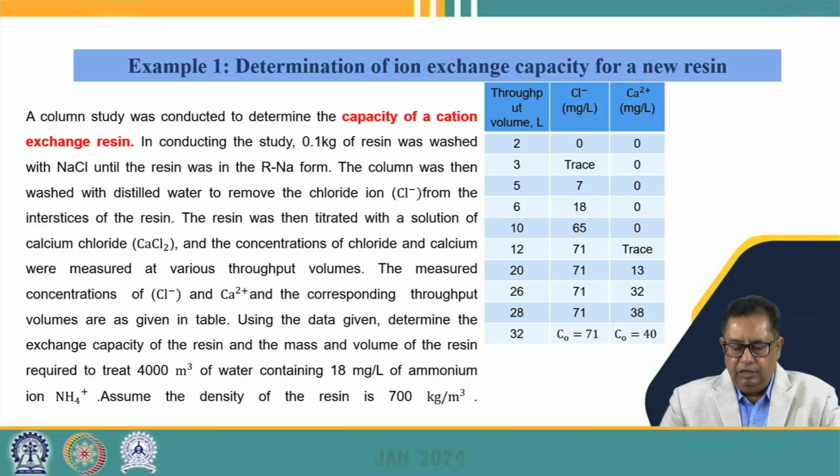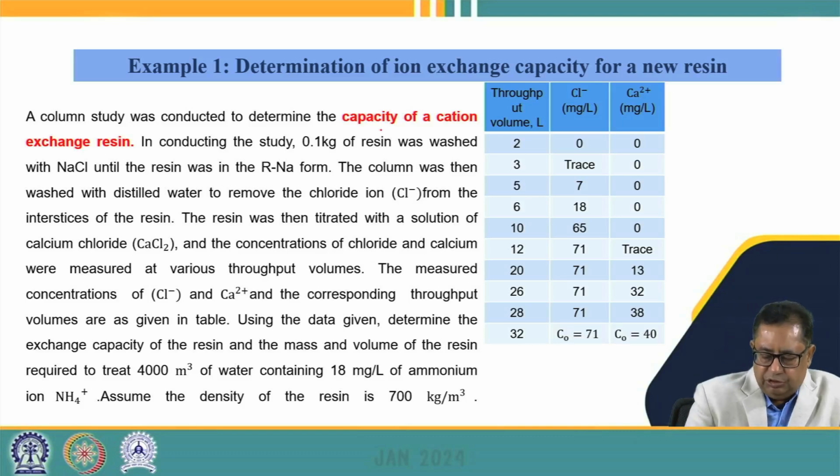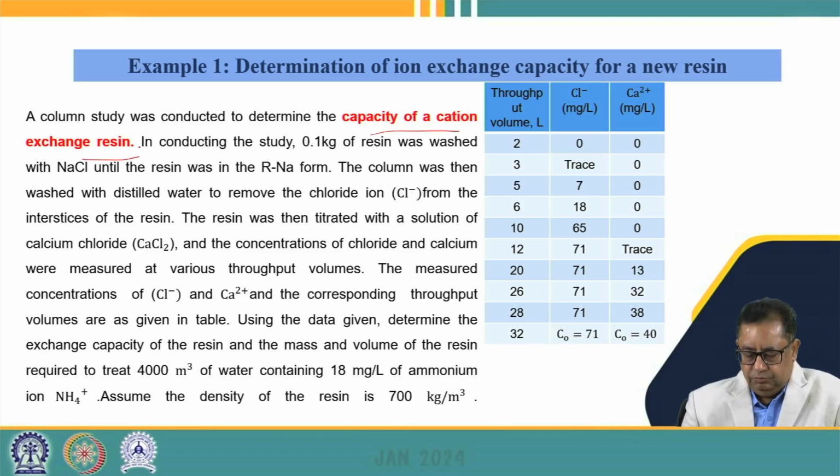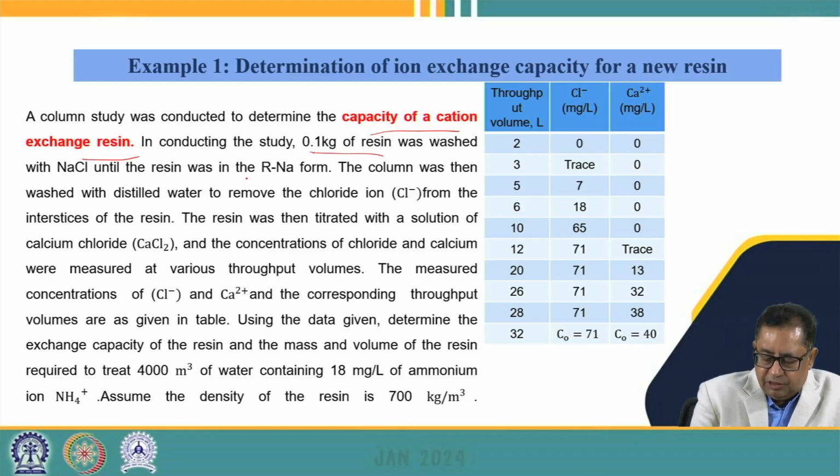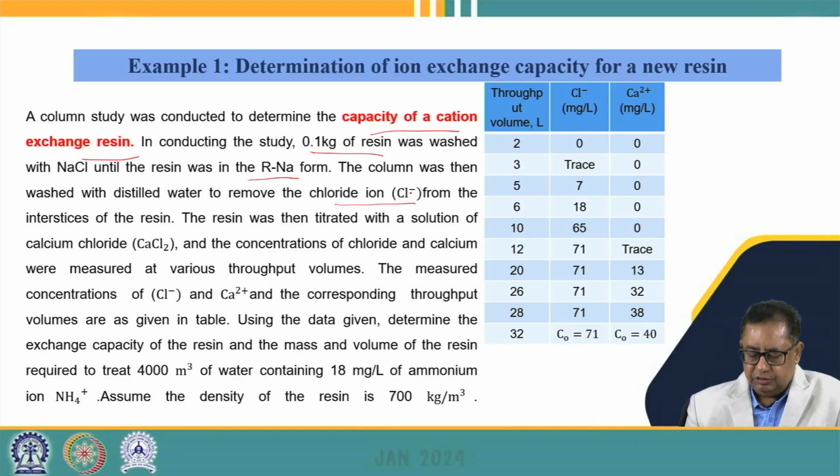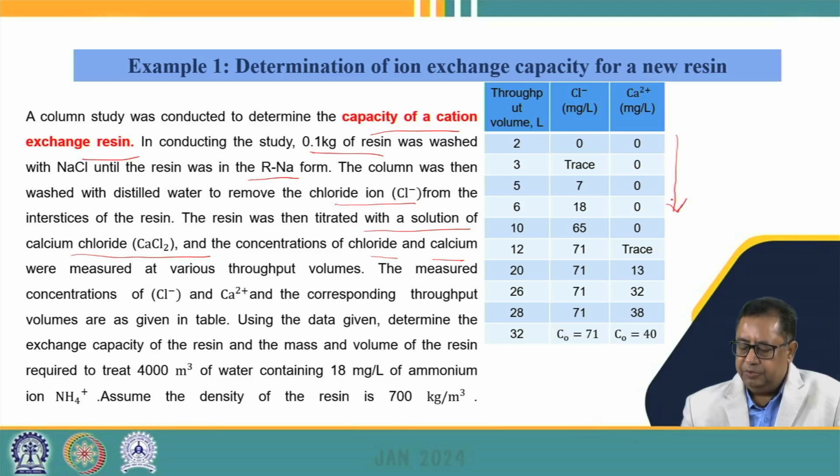Now let us take an example here. A column study is being conducted so that we can determine the capacity of the ion exchange resins, right? In this study, we are using 0.1 kg of the resin, which was washed with NaCl until the resin is in the form of RNa+, right? Then the column is washed with distilled water so that we can remove the excess chloride ions in the resin. Then the resin was titrated with a solution of calcium chloride, right? And the concentrations of chloride and calcium are measured. We can see here that the concentrations of chloride and calcium are measured, and they are written here against the throughput volumes passing through the ion exchange column.